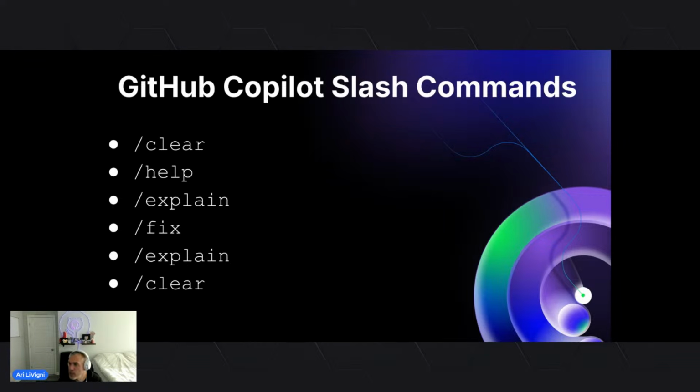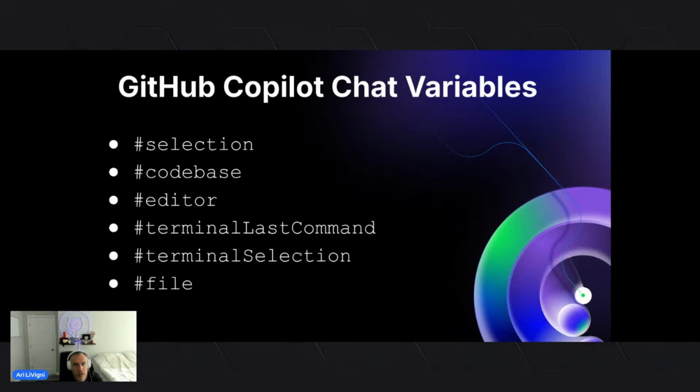But slash explain and slash fix can be done using the workspace chat participant alongside it. And we can look at that as well, across all of the files in the workspace. And as you can see here, we have just general fix, explain, and clear. Then we'll get into some chat variables.